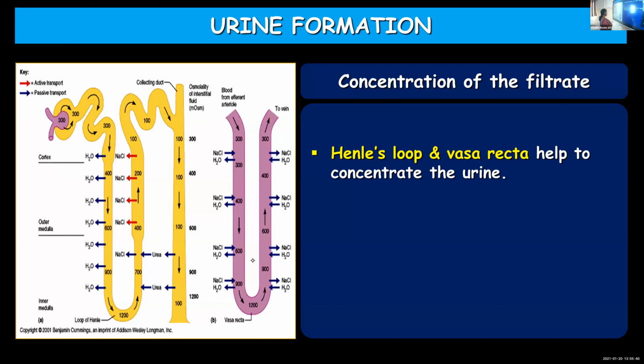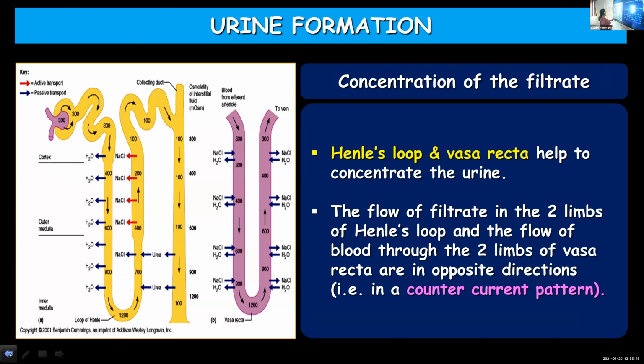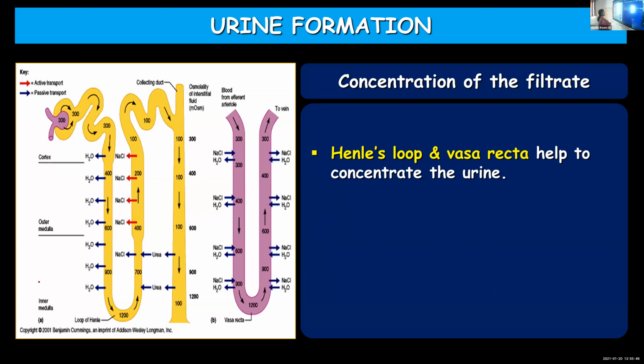You know what is Henle's loop? Henle's loop is the U-shaped part between the proximal and distal convoluted tubule. So in between you can see a U-shaped part that is known as loop of Henle. And running parallel to that, you have a branch of peritubular capillary, which is known as vasa recta. And these two tubes are running parallel.